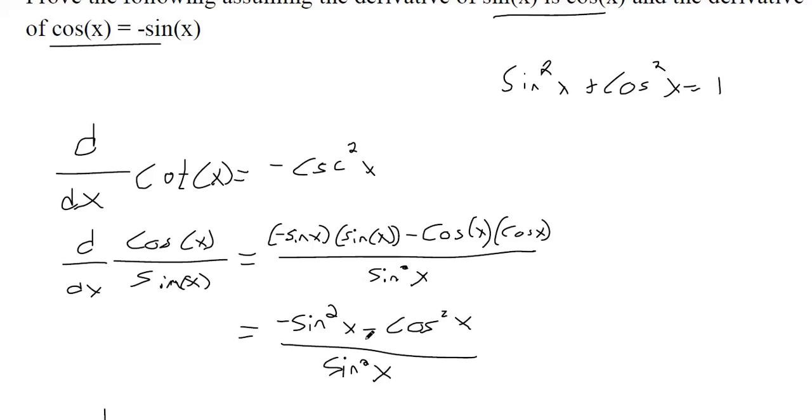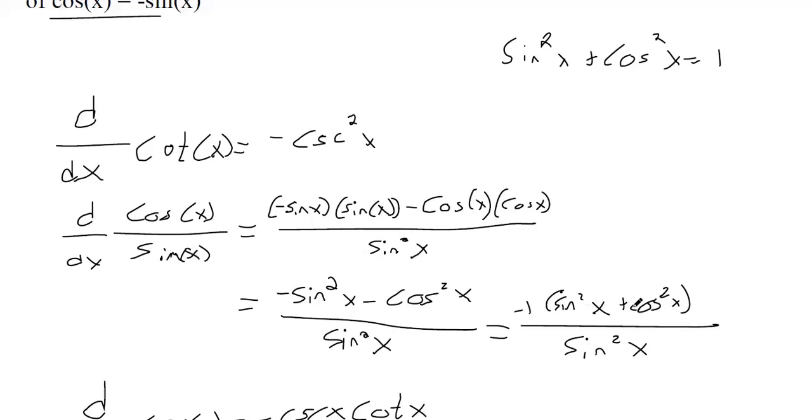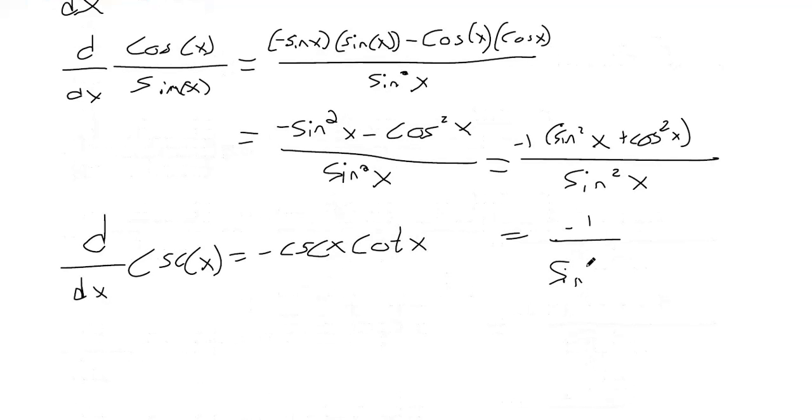Okay? And look, if you factor out a negative 1 from the top there, that's sine squared x plus cosine squared x. Right? And sine squared plus cosine squared makes 1. So this is 1, so that we just have negative 1 over sine squared x. And 1 over sine is cosecant. So 1 over sine squared is cosecant squared x. So we've got what we wanted to prove, cosecant squared x.